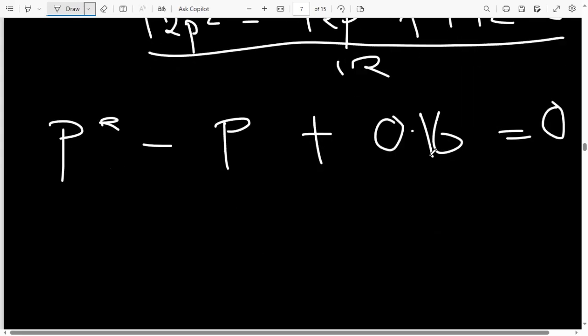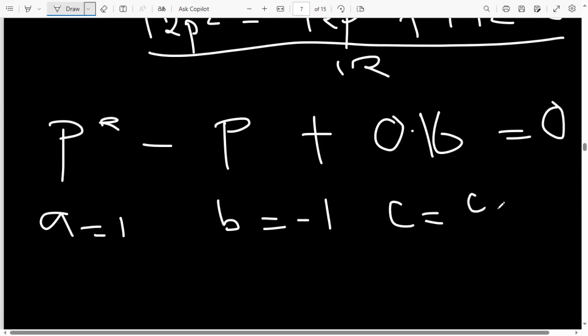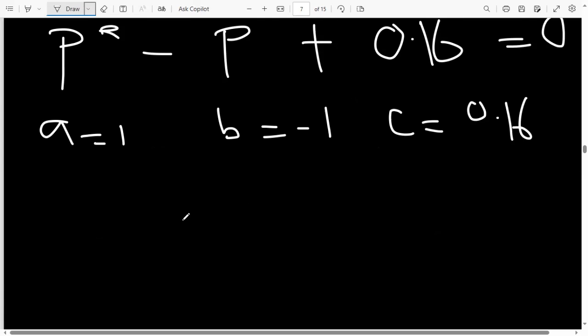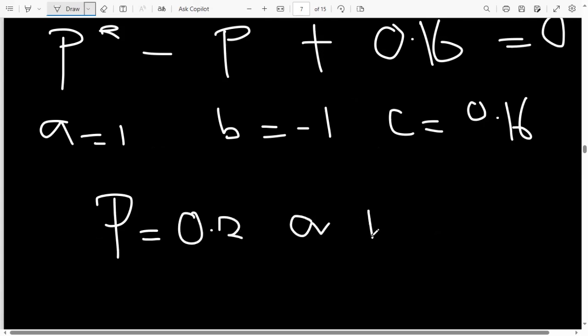So you use the quadratic formula here. Your a will be 1, your b will be minus 1, your c will be 0.16. We know how to use the quadratic formula, right? Yes. So I won't show it here. When you use the quadratic formula, your final answer should be p is equal to 0.2 or p is equal to 0.8. So we have two values of p.